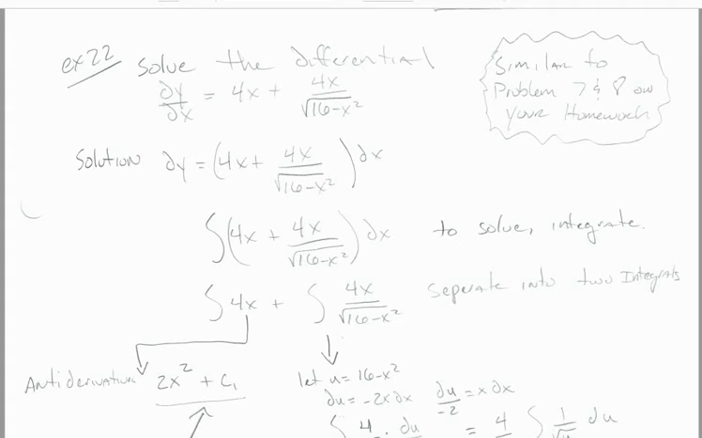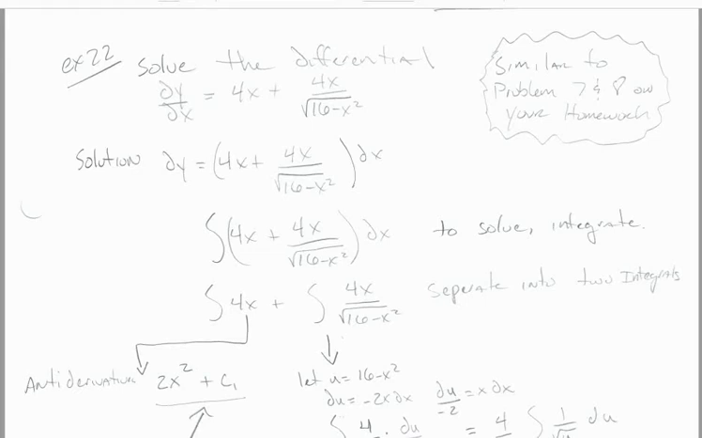Okay, let's take a look at example 22. This one's going to be real similar to problems 7 and 8 on your homework. We're going to ask you to solve the differential dy/dx equals 4x plus 4x divided by the square root of 16 minus x squared. Remember, when it's asking us to solve this differential, all we're really going to do is integrate.